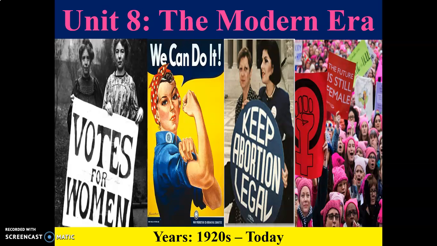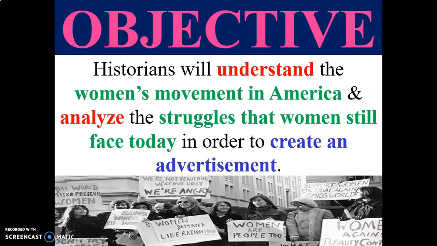So again, we're in Unit 8, the modern era. We're going to be talking about women throughout American history, all the way from the 1920s to 2020 America. So the year 1920 to today, like 100 years of women's history. Our objective for today is historians will understand the women's movement in America and analyze the struggles that women still face today in order to create an advertisement.